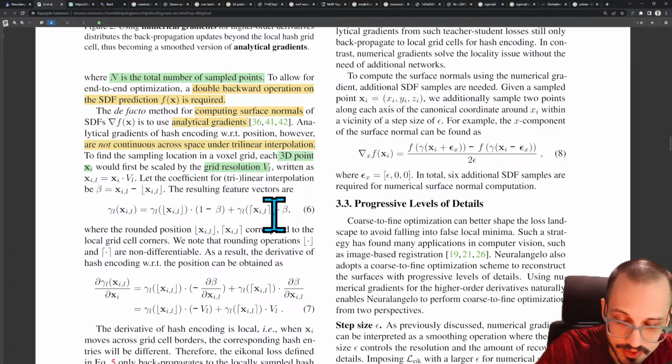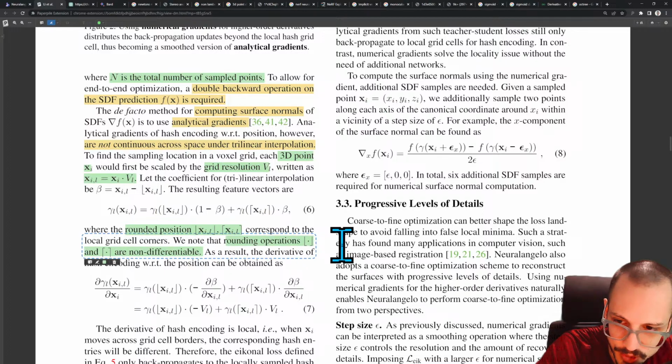So obviously there are different grid resolutions. There are L of these grids, written as xi times VL. "Let the coefficient for trilinear interpolation be beta." What is this little symbol? Oh, rounded positions. Okay, so we denote that the rounding operations are non-differentiable. So this little L and then this square bracket without the top and square bracket without the bottom, those are rounding, so it's a function that basically rounds the value.